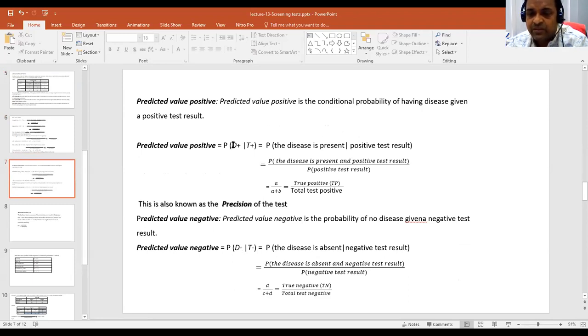So predictive value positive is, given the test gives a positive result, the probability that somebody actually has the disease. And predictive value negative is, given a negative test result, the probability that somebody actually does not have the disease. So these are predictive value positive and predictive value negative.